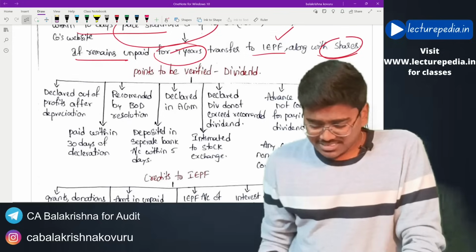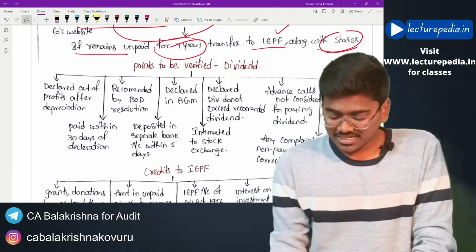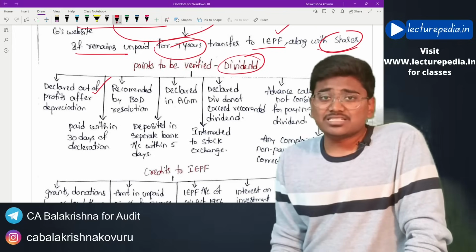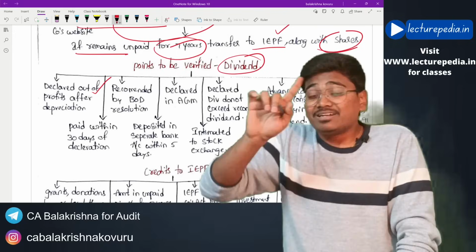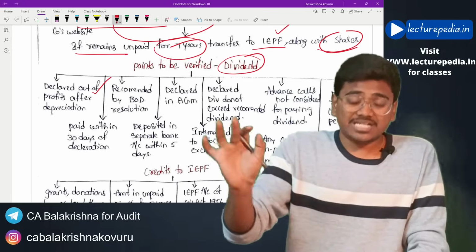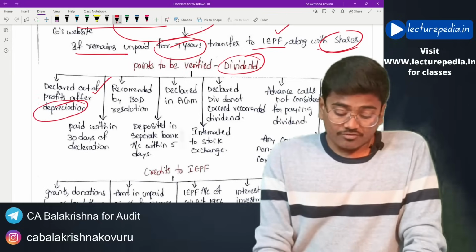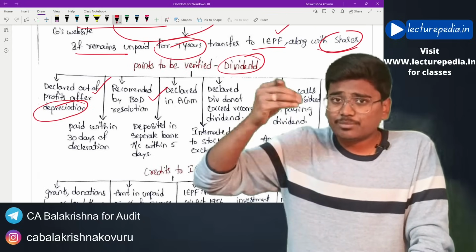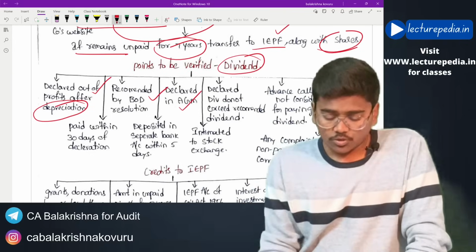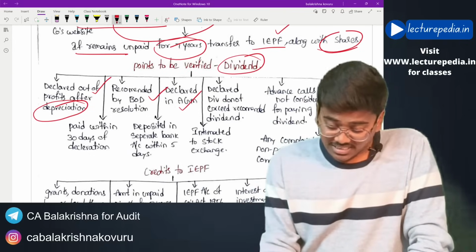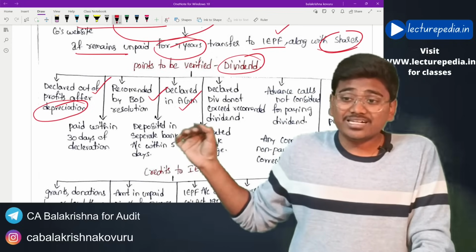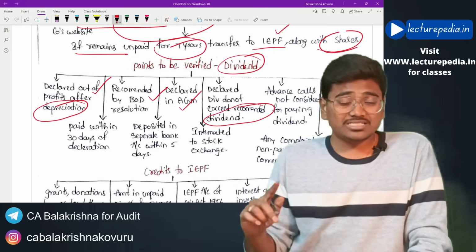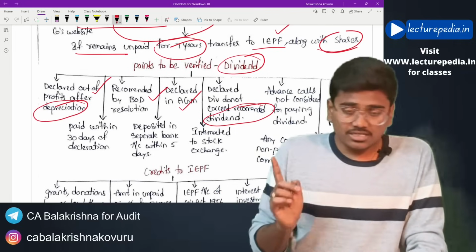Now, what are the points that have to be verified by the auditor while conducting the audit of this dividend? First of all, he has to check whether the declared dividend is out of profits after deducting depreciation or not. Then whether the dividend has been recommended by the board of directors and such recommended dividend has been approved by the shareholders in the AGM or not, that has to be verified. Next, the declared dividend should not exceed the recommended dividend. We have already discussed this point. Shareholders cannot increase the recommended dividend, but they can decrease it.